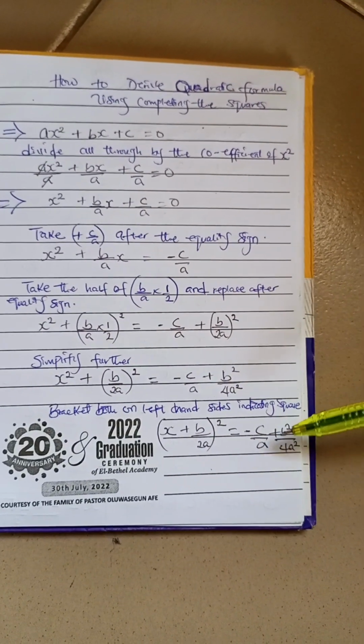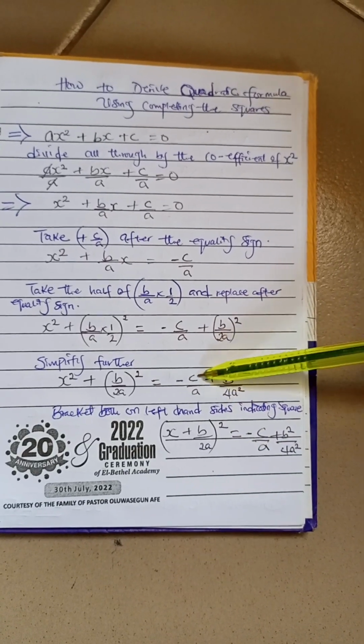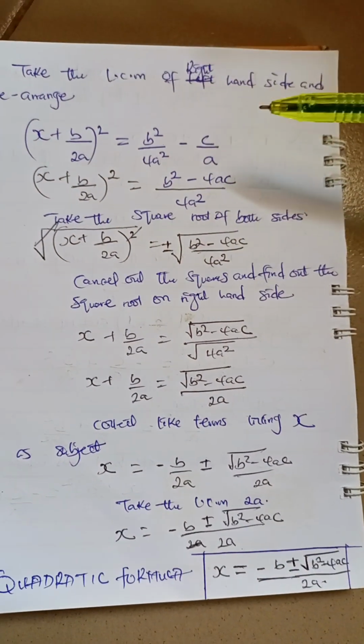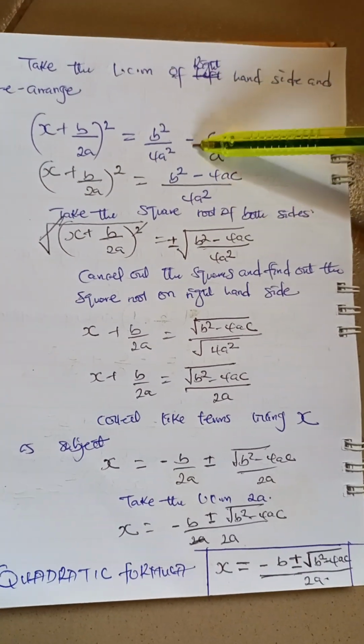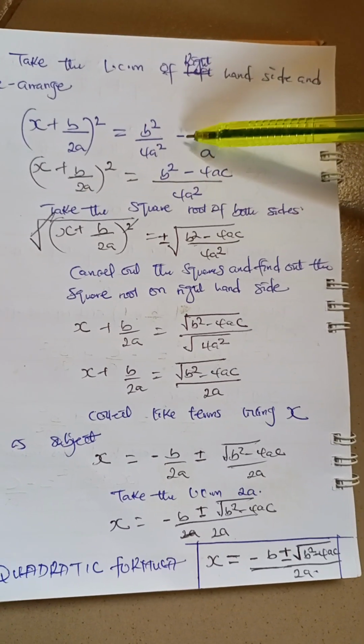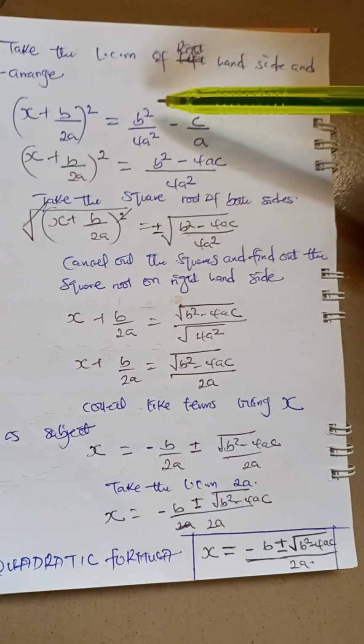Now let's come back to the right hand side. If you rearrange this equation, let's see what we get. We can rearrange this to say b squared over 4a squared is the same thing as minus c over a, that is, b squared over 4a squared minus c over a.